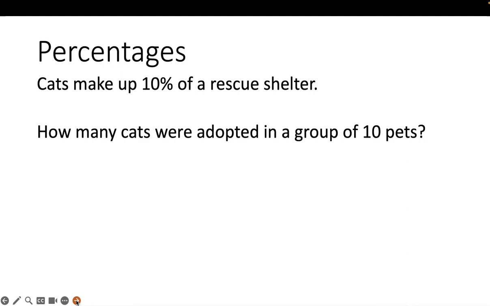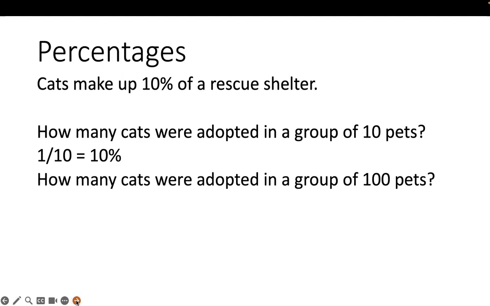So if we look at a rescue shelter and we say that 10% of the animals at the rescue shelter are cats, well, we can ask how many cats are adopted in a group of 10 pets. So if I have 10 pets that get adopted, and we know that 10% of the animals at the rescue shelter are cats, how many cats got adopted? Well, 10% out of 10 would be 1 out of 10.